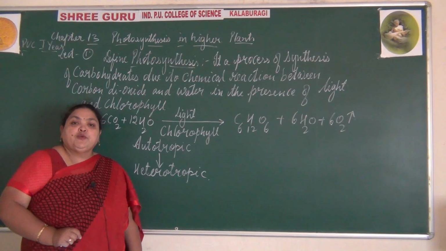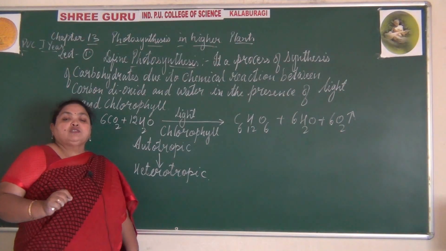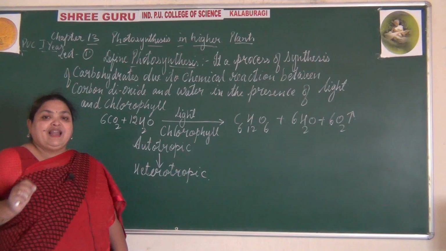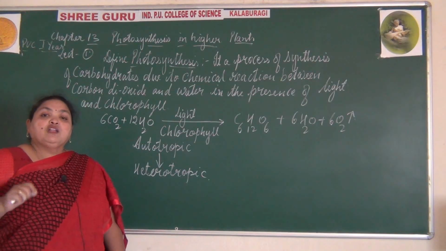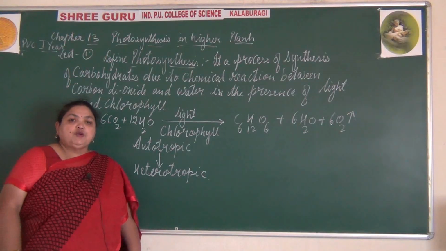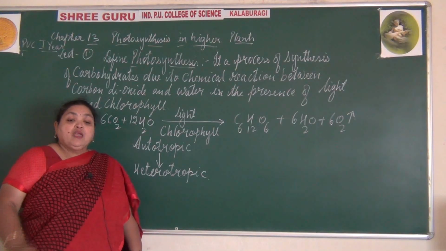This autotrophic nature is because of absorbing the light energy and converting it into potential energy, or the solar energy is converted into potential energy.